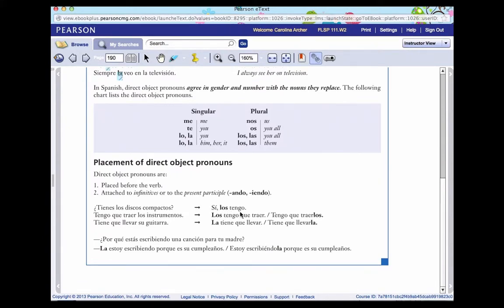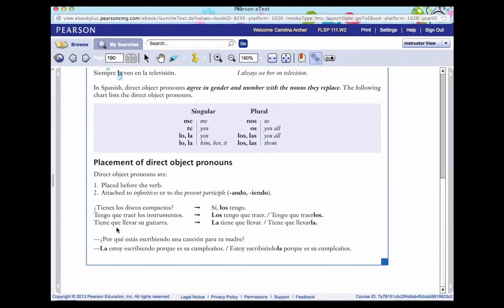Okay, so this goes before the verb. Now, tengo que traer los instrumentos. So, traer is in the infinitive form. And so we're going to replace los instrumentos. We're going to say I have to bring them. Okay? So, we can say los tengo que traer if the verb is conjugated, or tengo que traerlos, if we use the infinitive form here, we attach the direct object pronoun to the infinitive. We either put it before tengo, which is a conjugated verb, or attached to the infinitive. Either way is fine.